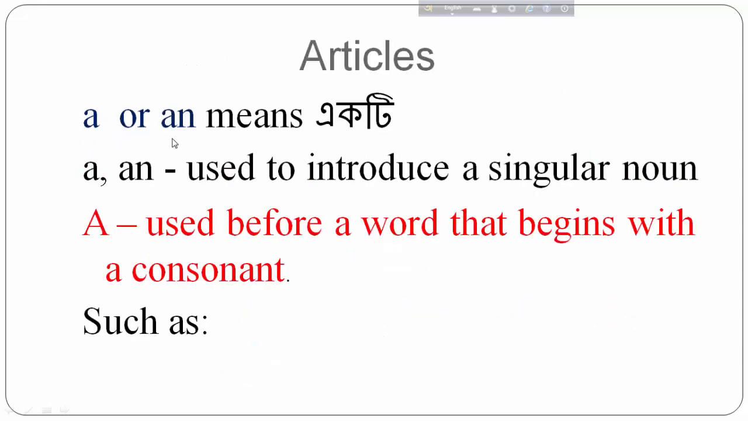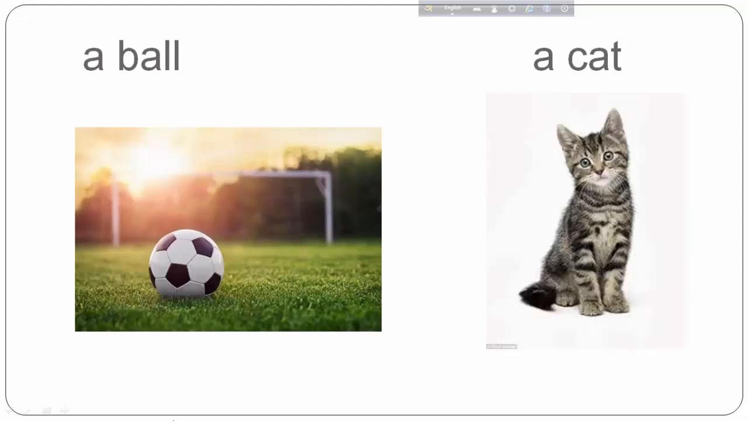A or an means ekti. A or an is used to introduce a singular noun. A is used before a word that begins with a consonant, such as a ball, a cat.